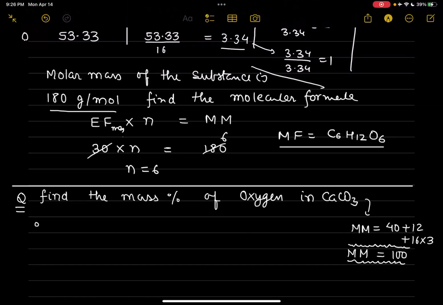Percentage of oxygen. Mass percentage of O. That's O3, right? Yeah, I'm asking, I'm writing about the element. So total mass of O, you need to multiply by 3. That is true. Mass of O divided by total mass.